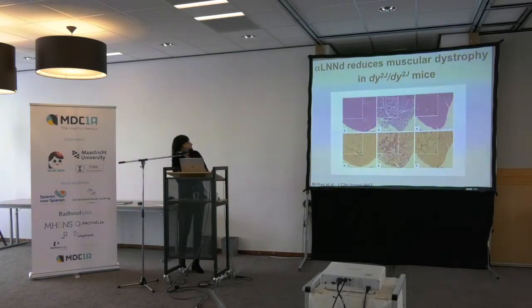Here you are looking at the cross-section of a dystrophic muscle, and when this linker molecule is added transgenically, muscular dystrophy is very much reduced. Here you are looking at fibrosis. You see fibrotic tissue here in red that is also significantly reduced in transgenic mice overexpressing this linker molecule.